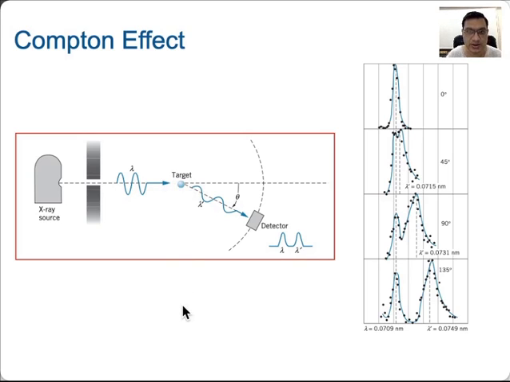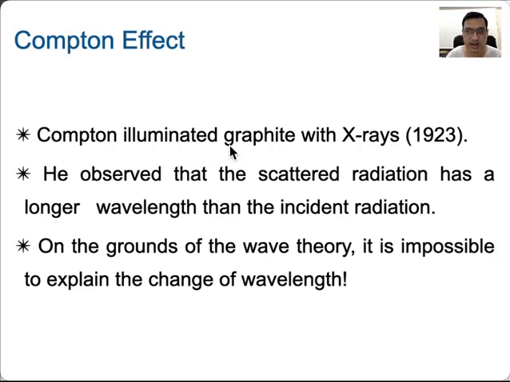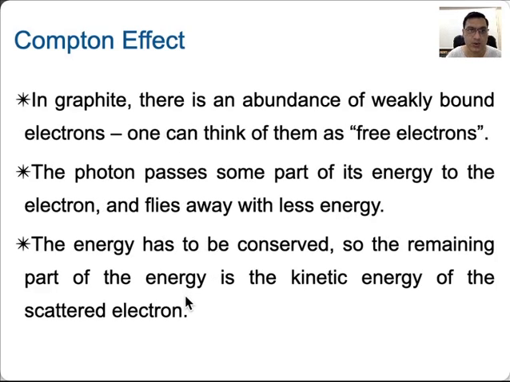Let's point out the exact constituents of the experiment and the assumptions one could safely make. Compton illuminated graphite with X-rays, so the target was graphite. He observed that the scattered radiation has a longer wavelength, lambda prime, than the incident X-ray at wavelength lambda. On the grounds of wave theory, it is impossible to explain why the wavelength is changing and why we see two peaks at different wavelengths.